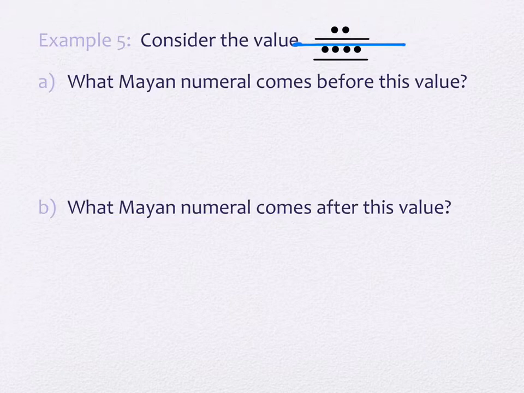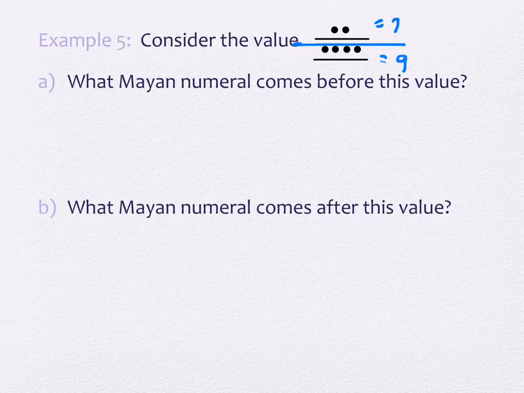Just for the sake of writing these down for the moment, what would be the value above the line, the blue line I've drawn? 7. And the value below would be a 9. So we'll interpret this in our number system in a moment. But what we're supposed to do right now is to figure out what comes before and after this place value.